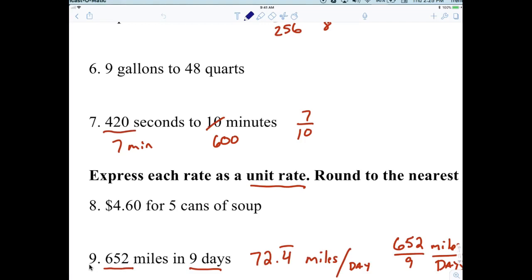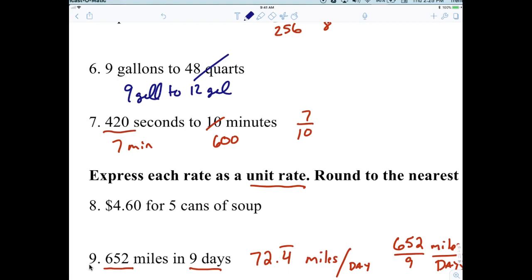If there are 4 quarts to a gallon and you have 48 quarts, can anybody tell me how many gallons that would be? I said how many gallons is 48 quarts? You got calculators in front of you guys. 48 divided by 4. 12. So you could say 48 quarts is what? 12 gallons. So I have 9 gallons to 12 gallons.